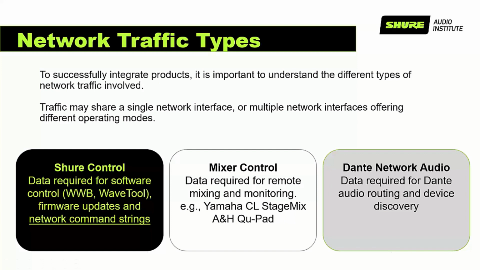Now, we also have to bear in mind that as audio and the sound industry is becoming more and more digitalized, there's not just one network. There are multiple protocols, multiple things that need to communicate with each other, which means that a lot of these devices today, even though they have a network interface, are used for multiple purposes. So traffic may share a single network interface, but it could also be multiple network interfaces on the same port. So what are some examples of these protocols that run over this interface?